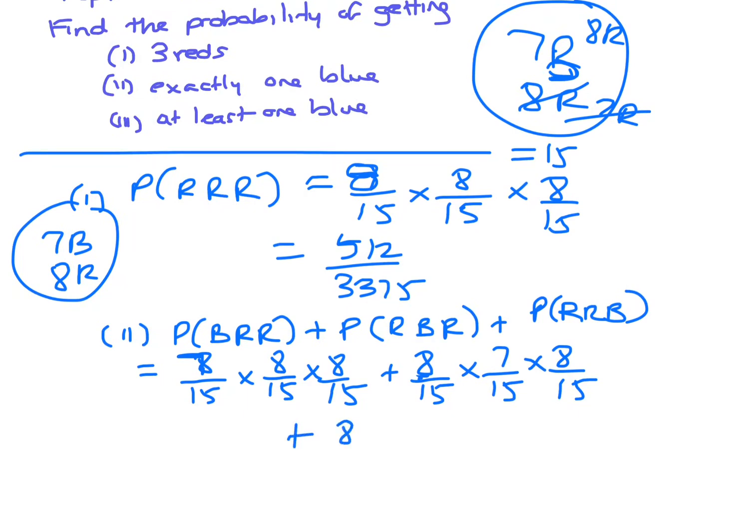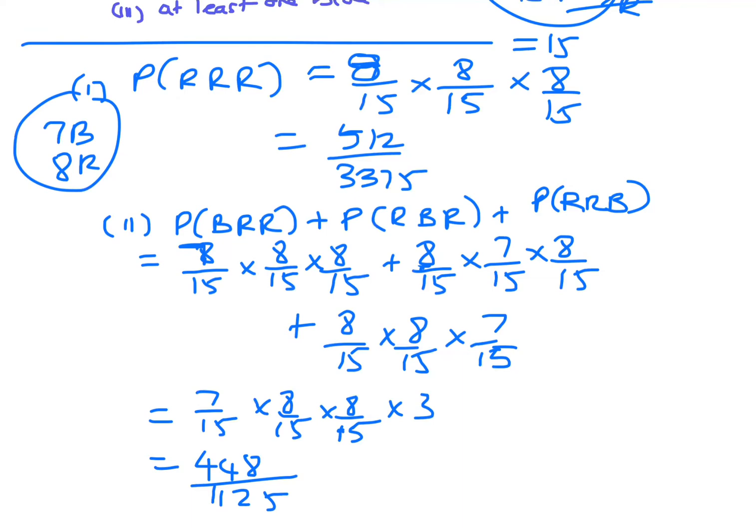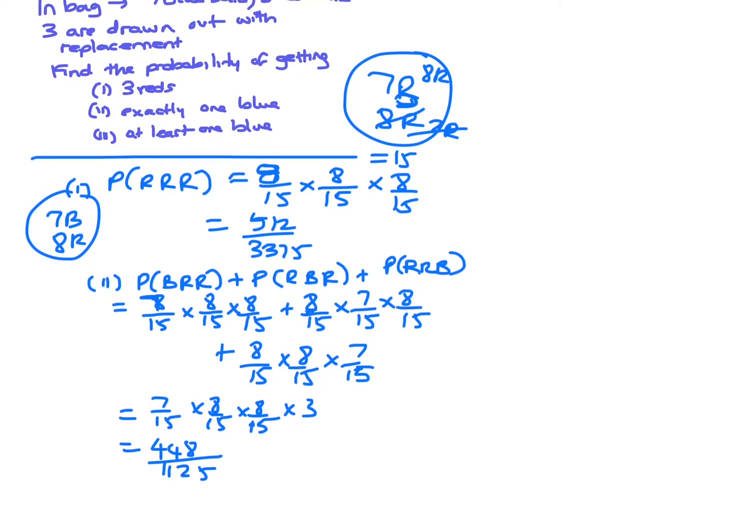So I'm pretty sure the next one would be 8 on 15 times 8 on 15 times 7 on 15. So it's actually the same as having 7 on 15 times 8 on 15 times 8 on 15, and then you just multiply it by 3. And you end up with 448 on 1125.